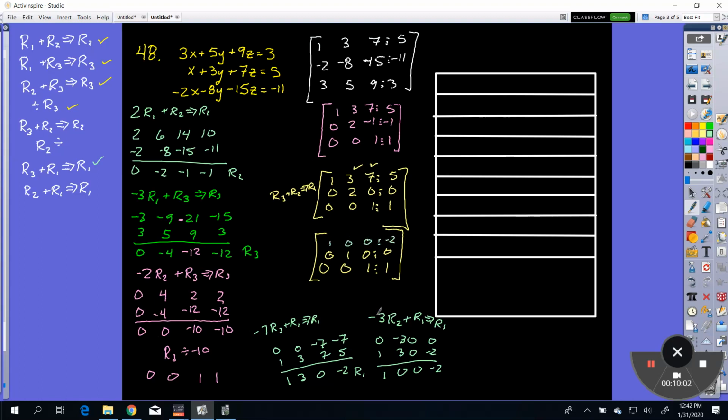And so that's my answer on that problem. Okay. So I have 1's down the diagonal, 0's everywhere else. X is negative 2, Y is 0, Z is 1.